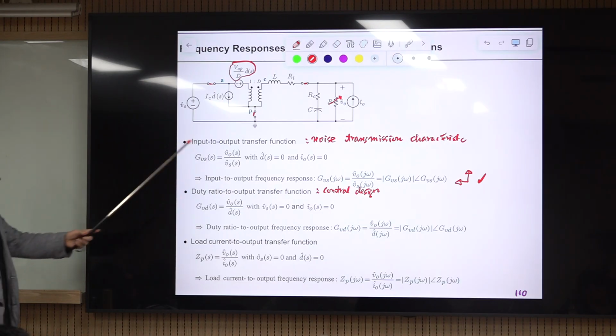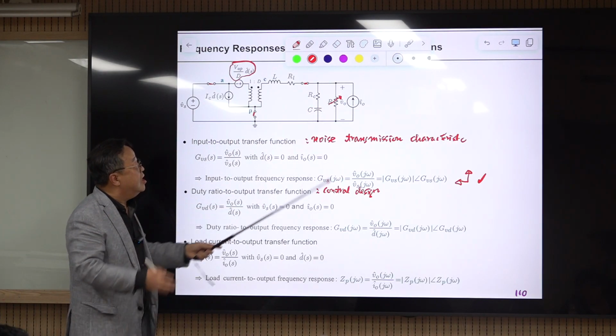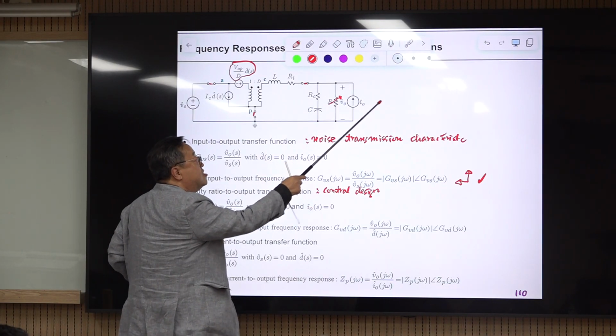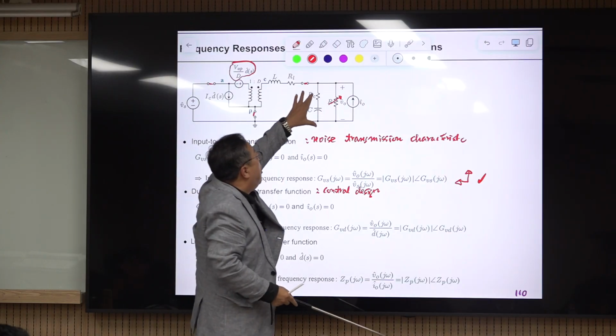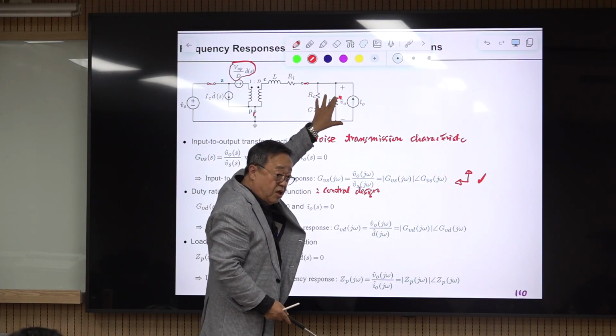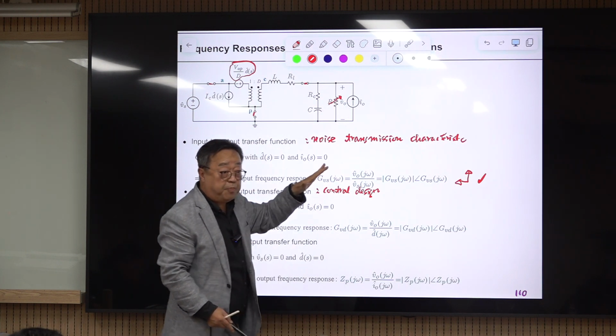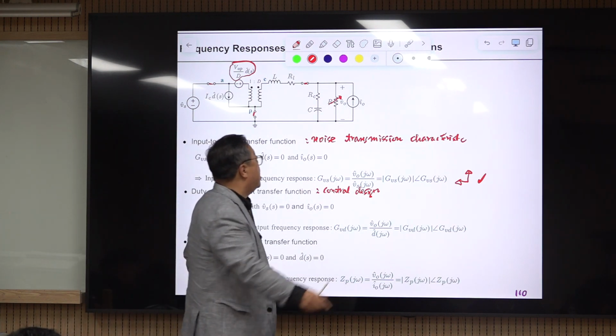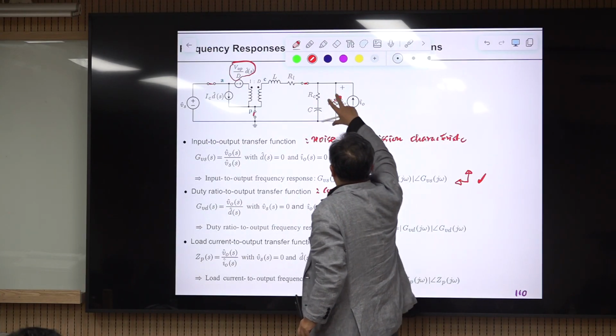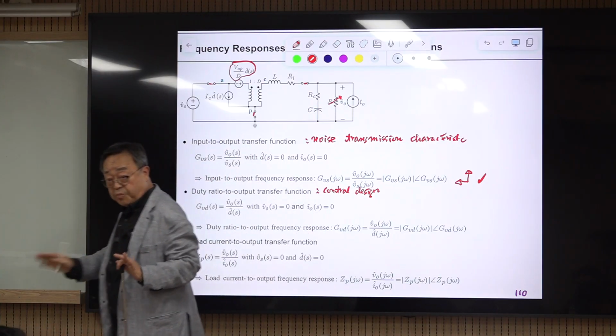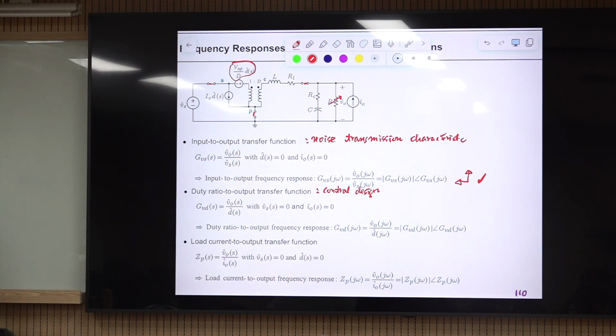And another one is the load current to output transfer function. It represents, if there is some AC disturbance, how large the disturbance in the output voltage is. You want this to be zero or as small as possible. For the ideal voltage source, regardless of the presence of this perturbation, the output voltage is fixed. There is no ripple component. So this represents the goodness, the performance, as a voltage source. So these three transfer functions are important.